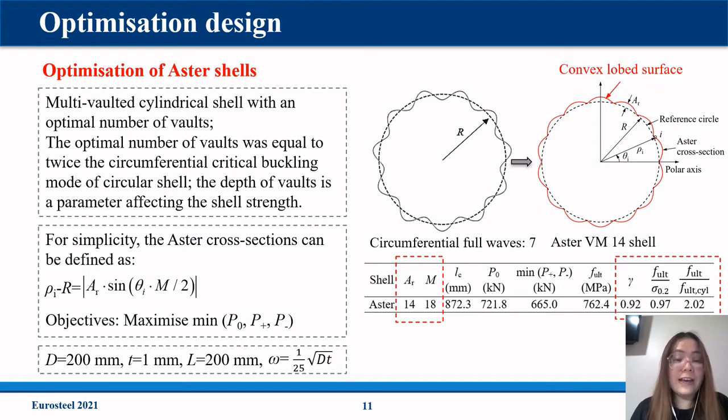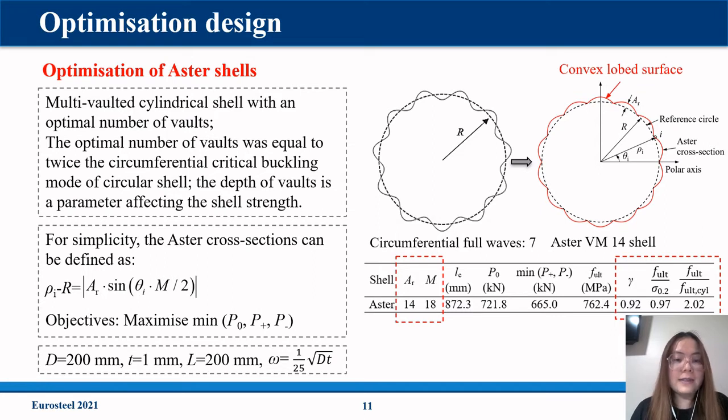Also, we investigate the Aster shell. Aster shell is a multi-lobe cylindrical shell with an optimal number of lobes. The optimal number of lobes was equal to twice the circumferential critical buckling mode of the circular cylindrical shell. The depth of the lobes is a parameter which needs to be optimized. For simplicity, the Aster cross-sections can be defined as half sine waves, which have a concavity pointing inward.